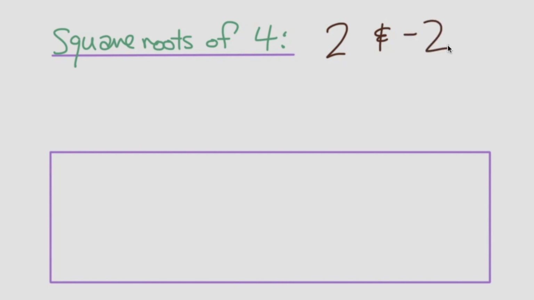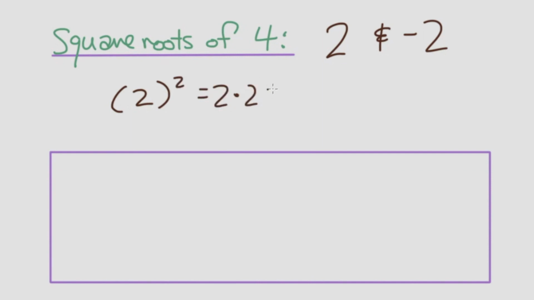So this brings us to a really important distinction that's really similar to a problem that a lot of people had a lot of trouble with in the previous video. When they ask you for the square roots of 4, that means that the answer is 2 and negative 2. Why? Well, it's because when they ask you for the square roots of 4, they're asking you for any number for which if you square it, it becomes 4.